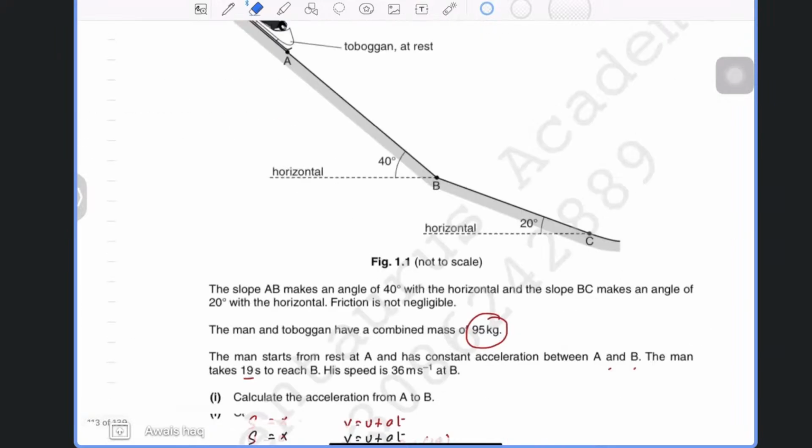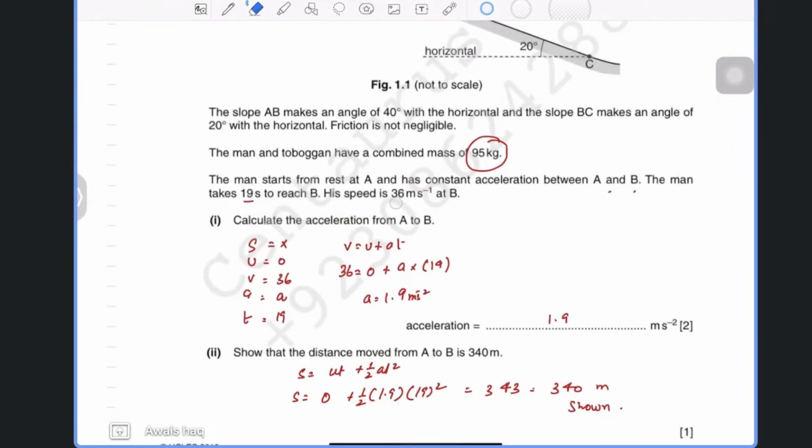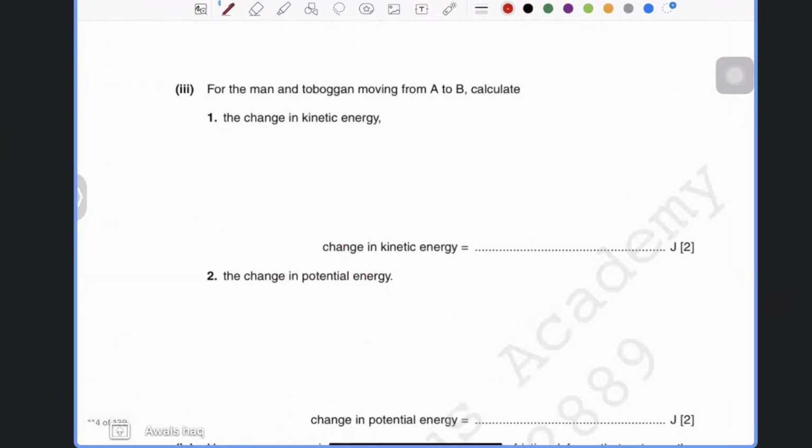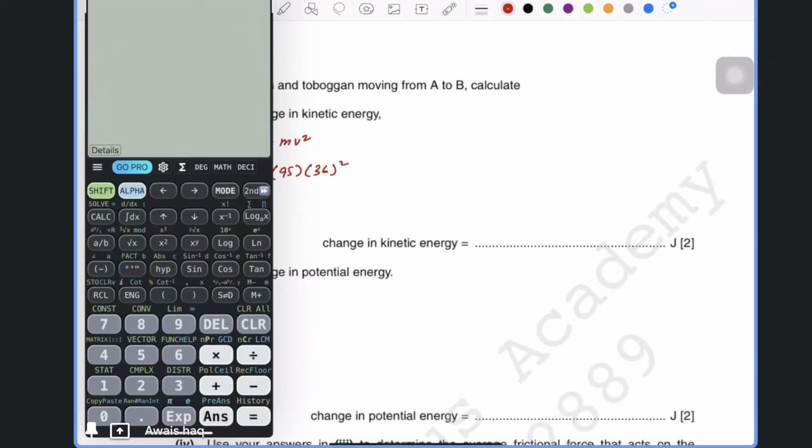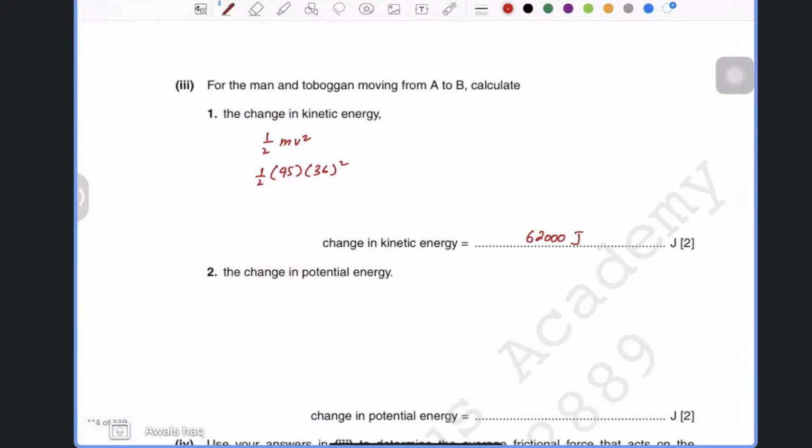Now you see the final velocity it reached was 36, so I'm going to use half mv square. I will say 95 was the mass and the speed was 36 whole square. So I'm going to find this simply, 0.5 times 95 times 36 whole square. This is going to be 62,000 joules. Okay, next it says change in potential energy.